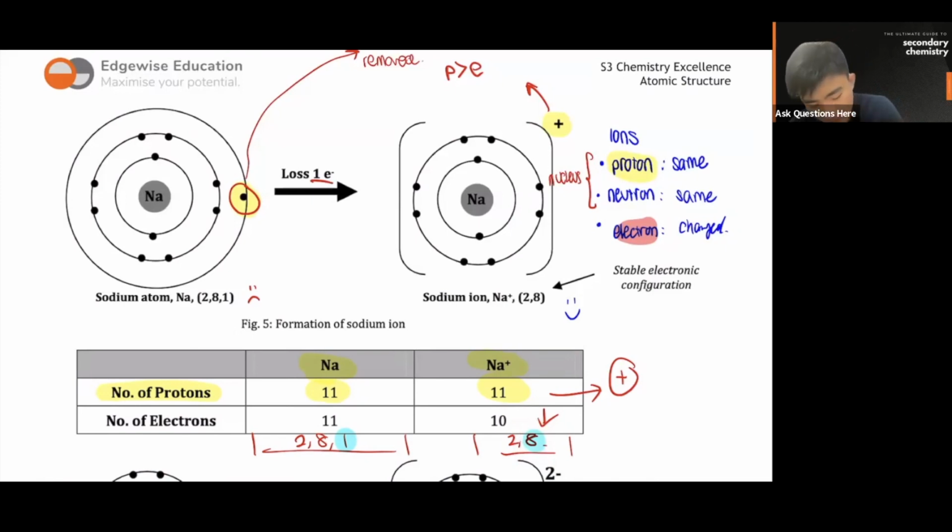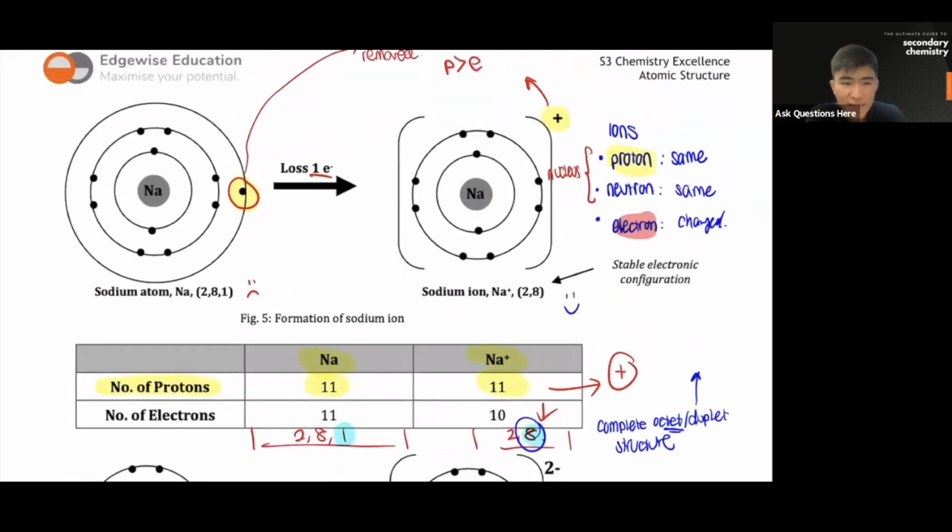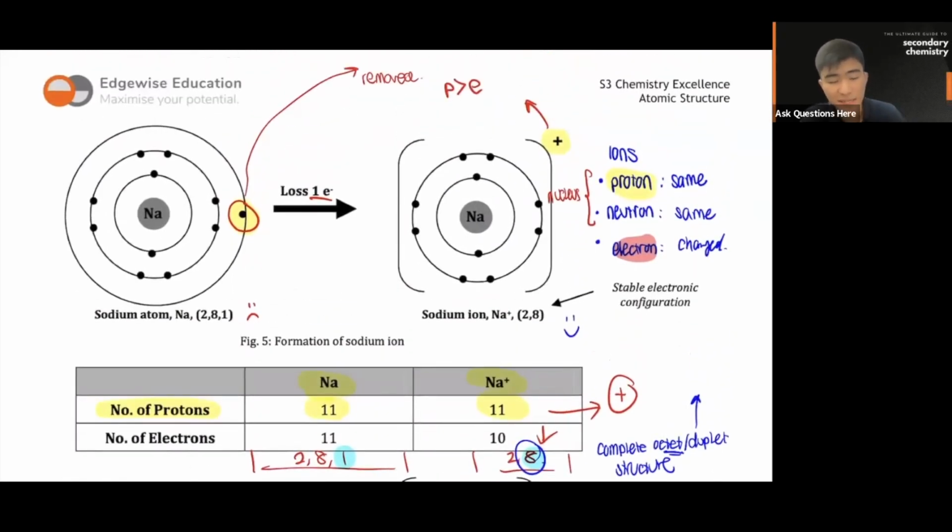It is known as the complete octet or duplet structure. Okay, so if there are 8 electrons over here, I will call this the octet structure. But if there are only 2 electrons, I will call it the duplet structure. Okay, this only applies for the valence electron shell. All right, I'll give you a while to copy anything down if you want to.